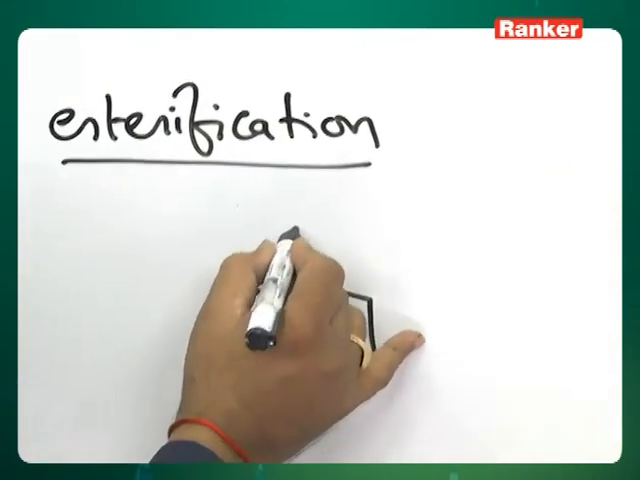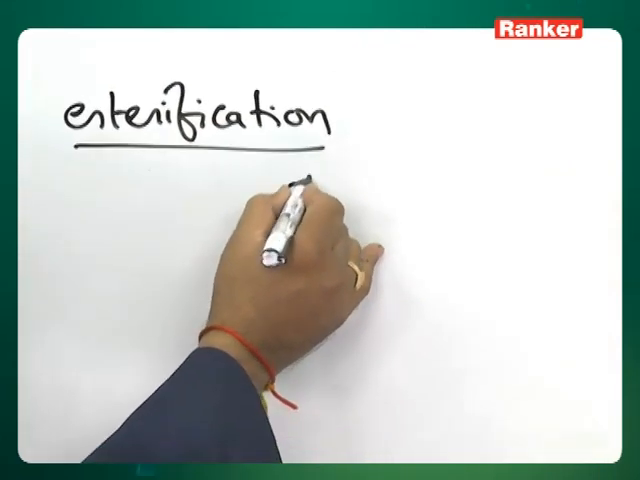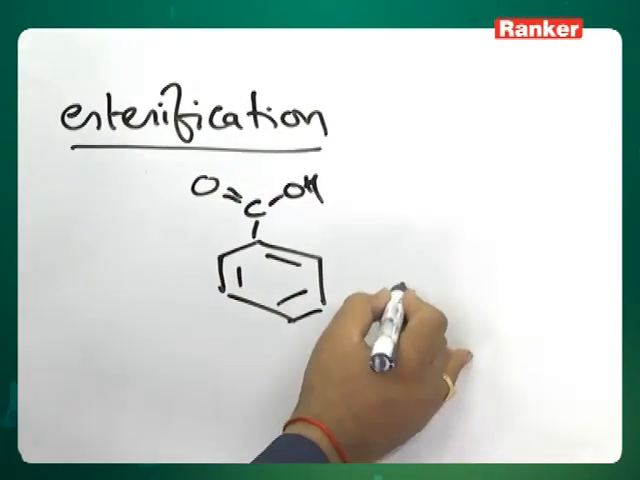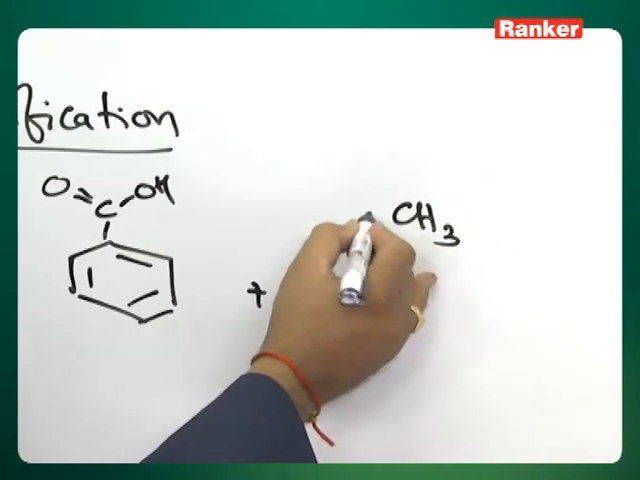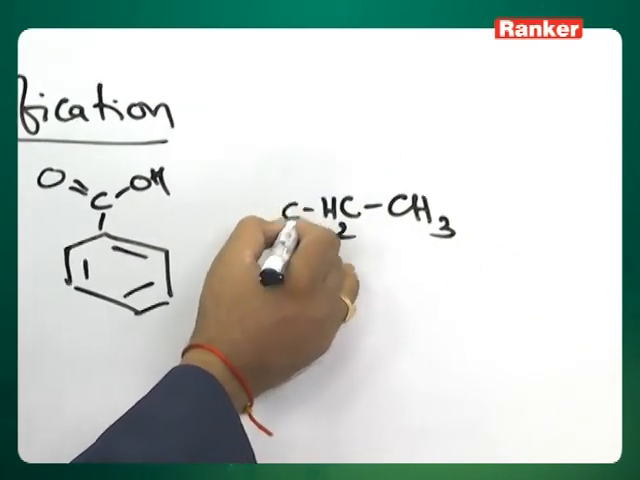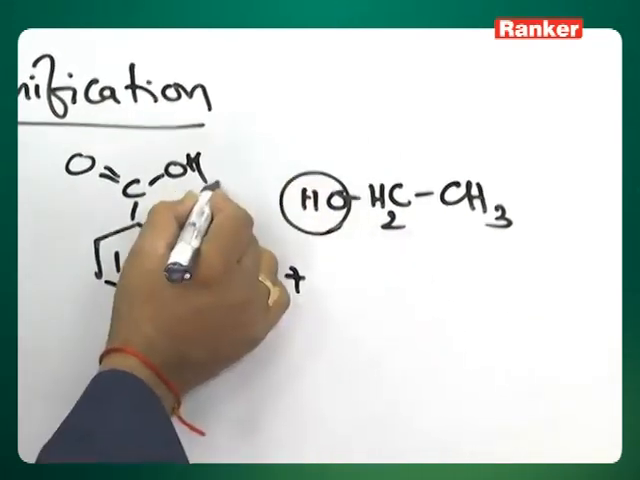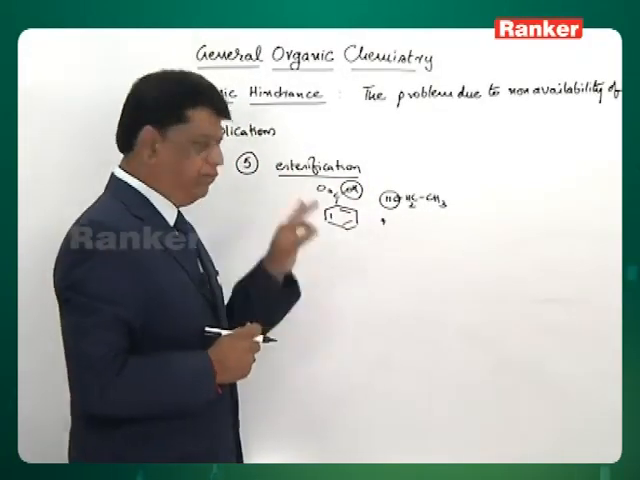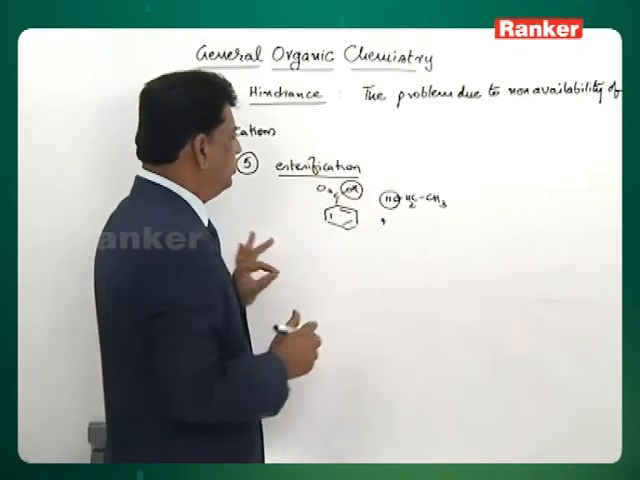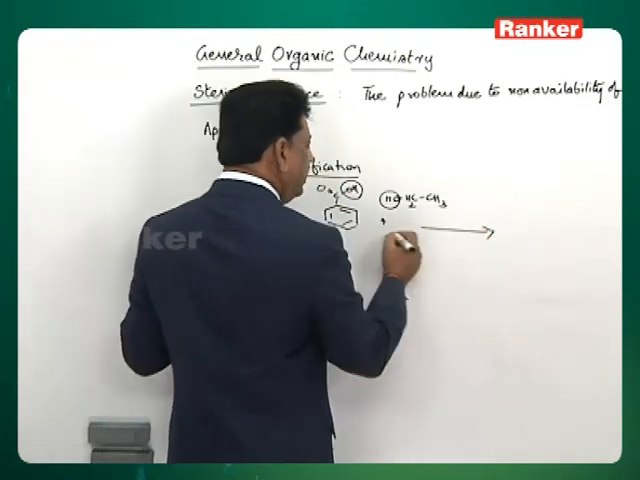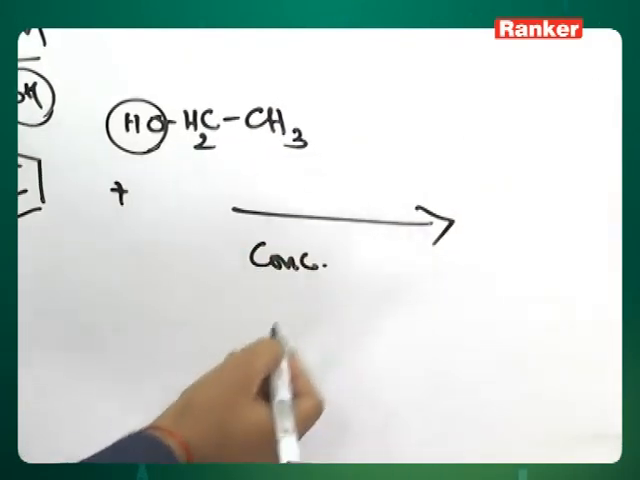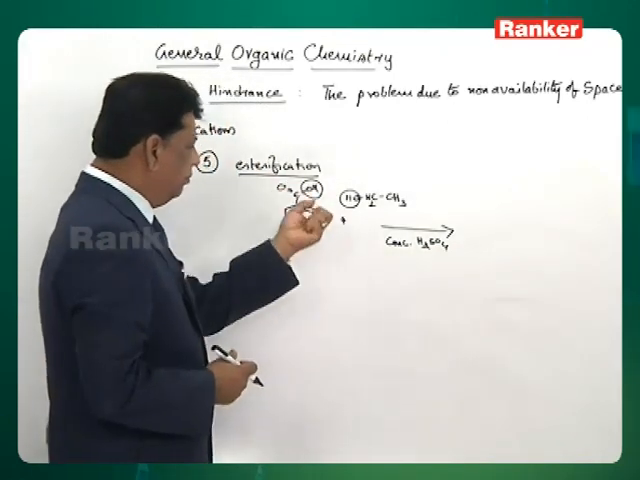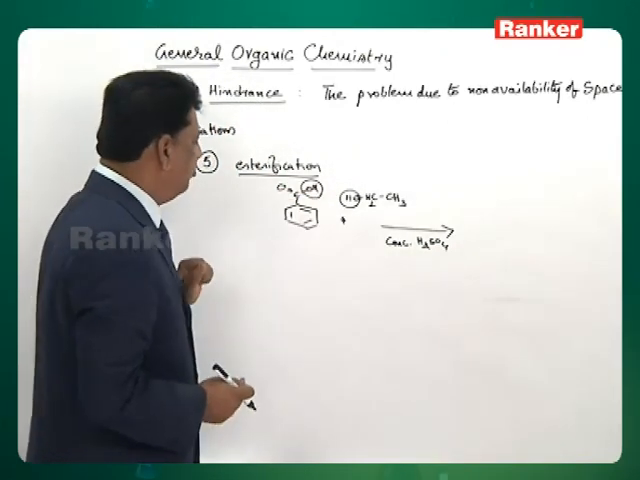A benzene containing a COOH, a carboxylic acid group, when treated with ethyl alcohol, CH3CH2OH, the OH of this one and the OH of this one react, and one O will be left over in the center and one water is dropped. So, the acid and alcohol react with the help of a catalyst like concentrated sulfuric acid, one of the reagents that drags out the water from these two compounds.